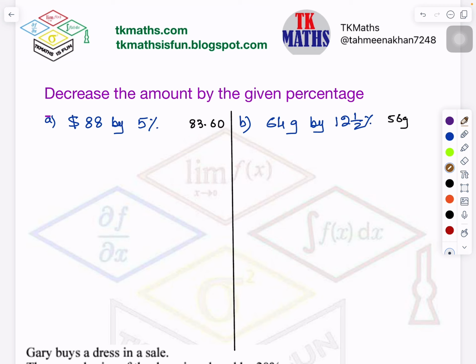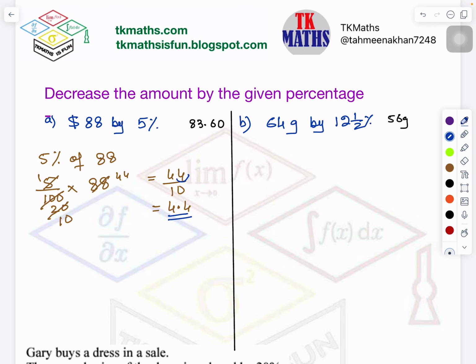For example, my pocket money is $88 and it is reduced by 5%. So one method is, I will check what is 5% of 88, exactly the way we have done in the above case. So it is 44 divided by 10, which is equal to 4.4. Because when we divide by 10, the decimal jumps one place left. So by this amount it will decrease. What will decrease? 88. So what will you do to find out the new amount?